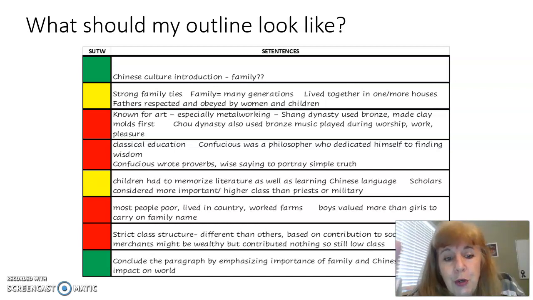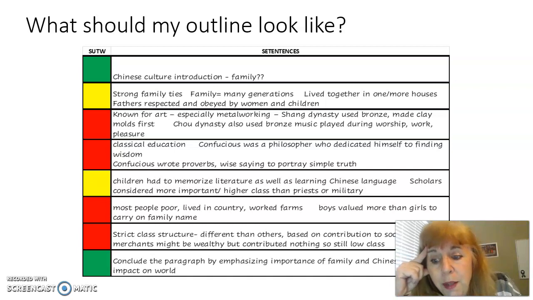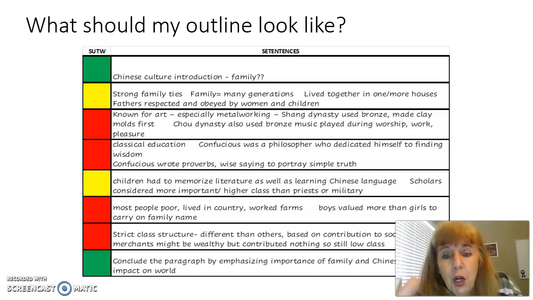But when you look at this, you can tell I've got a bunch of facts. I am completely ready to create my paragraph. I know that one of the most important things in Chinese culture is family, so I've got that up at the top as a possible thing for my intro. And then at the bottom, I should probably conclude with the importance of family and the impact that Chinese culture has had on the world. But I put all the facts in there.